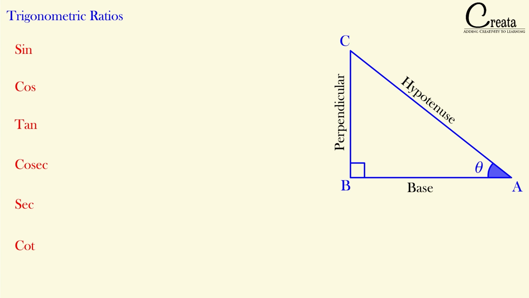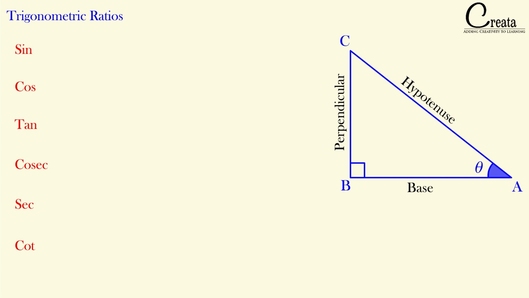So all these trigonometric ratios will also be with respect to this trigonometric angle, that is angle A or angle theta. So this is a linking. You should know that everything is with respect to certain trigonometric angle. And in this case, the trigonometric angle is angle A or angle theta.